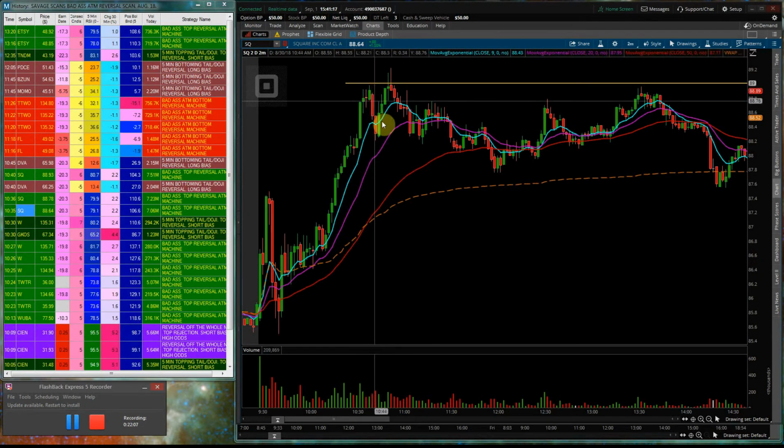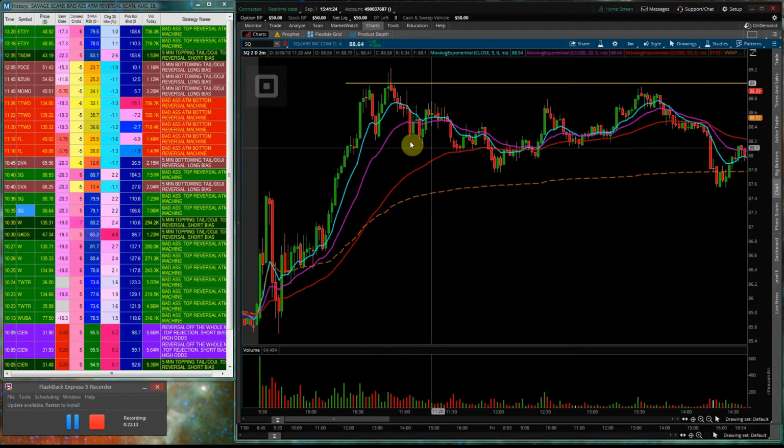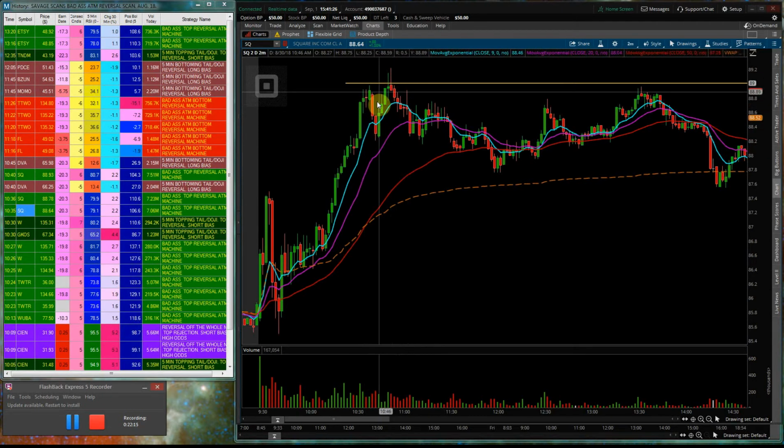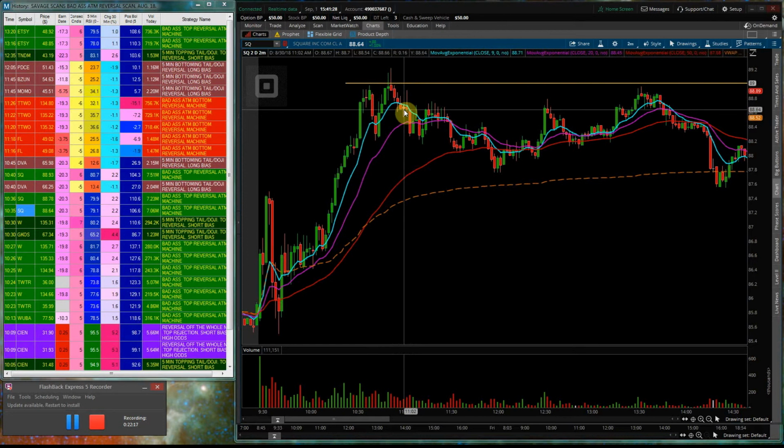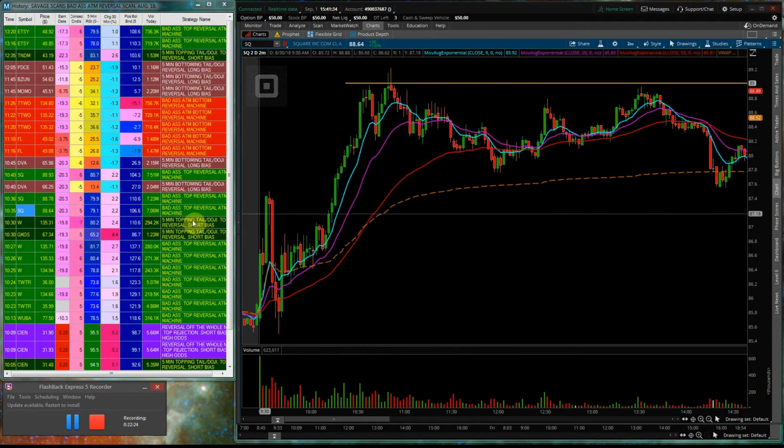All it's got going for it at the moment is a whole number. I like to see something a bit more. So it did work out, but we didn't put it out, and for me, there's no real trade trigger there. So I'm not going to count SQ as one of the winning trades from today, because it didn't really trigger for me.